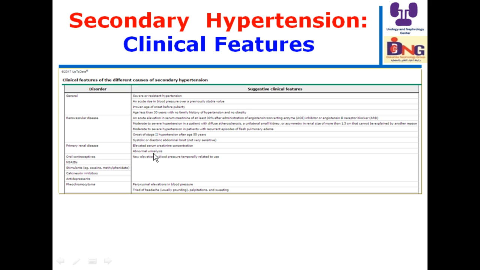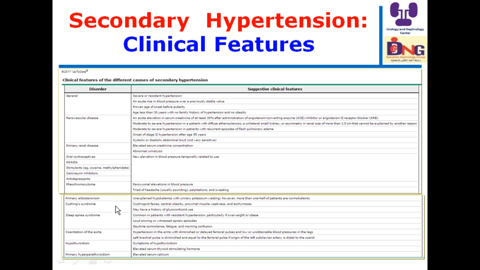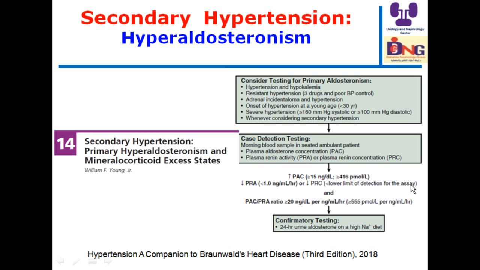So the presence of hypokalemia is important. Cushing syndrome, Cushing features. So we should think of secondary etiology when we deal with severe hypertension or resistant hypertension. So consider testing for primary aldosteronism if the patient is suffering from hypertension and hypokalemia, resistant hypertension using 3 drugs and poor blood pressure control, adrenal incidentaloma and hypertension, onset of hypertension at younger age, severe hypertension above 160 systolic and 100 diastolic, whenever considering secondary hypertension.